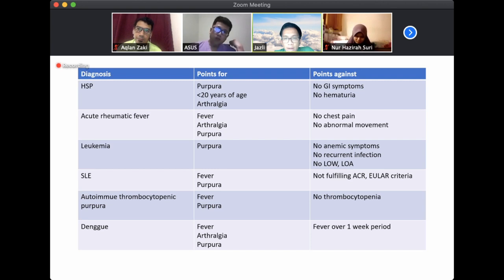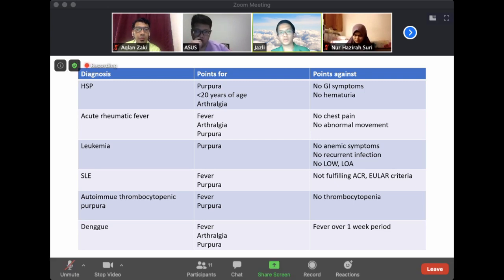purpura. However, there is no chest pain and there is no abnormality, based on the Jones criteria. Leukemia is my next differential because the patient presented with purpura, which could be evidence of thrombocytopenia, but the patient does not have any other evidence of marrow failure, such as anemic symptoms or recurrent infection. The patient also does not have loss of weight or loss of appetite.